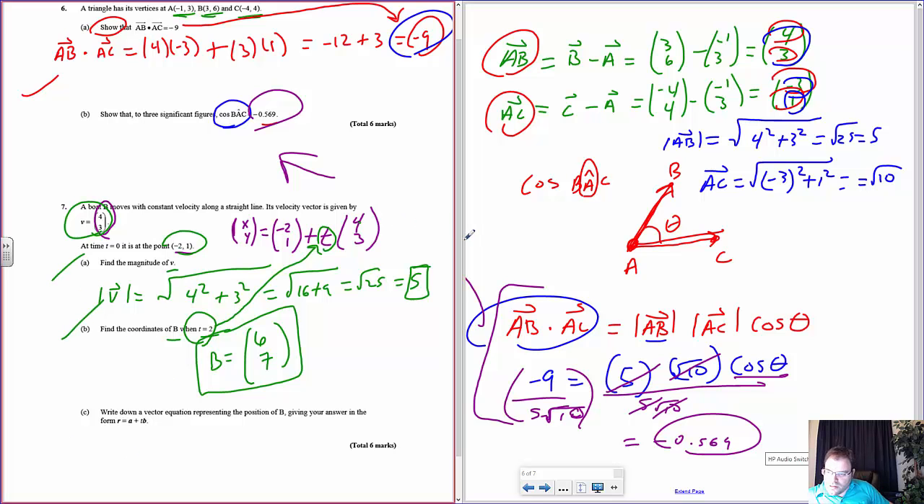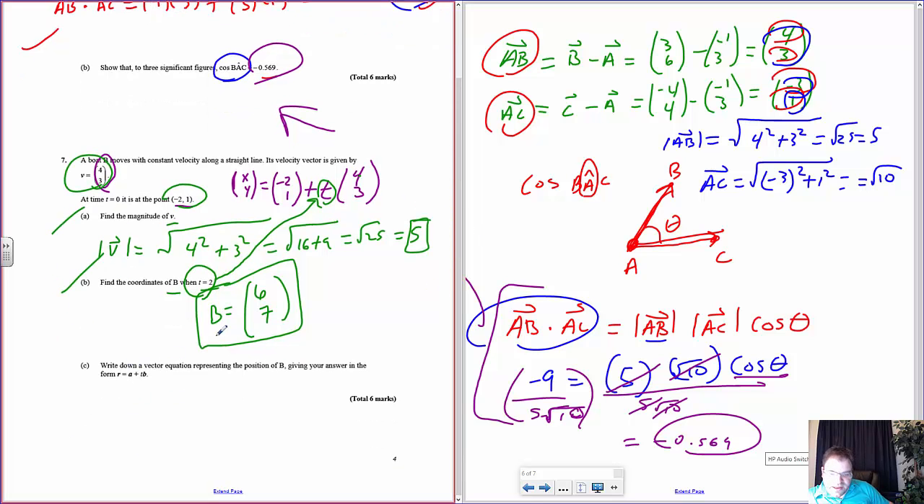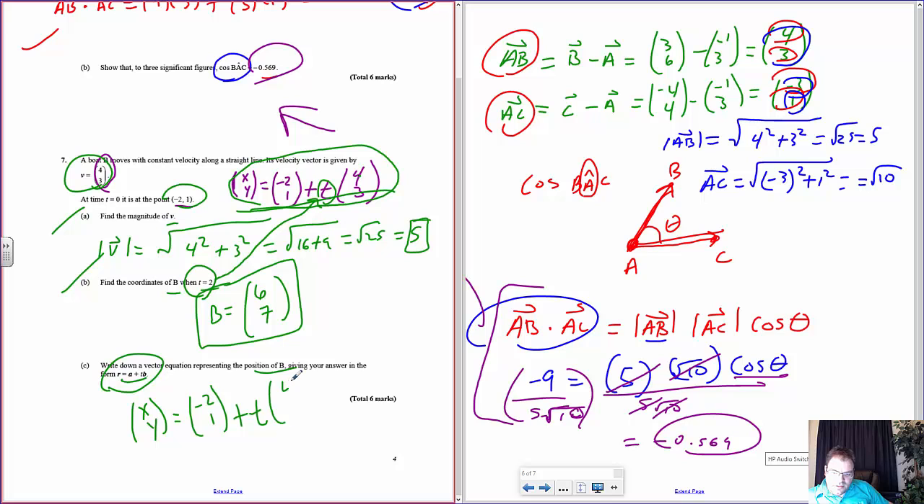Done. Last question. Write down a vector equation representing the position of B, giving your answer in the form of this. Okay, I think I've already done that, all right? This is what I've done right here. I've actually already answered this question inadvertently. I didn't do it on purpose, but I did it already. I'm just going to copy it because it wants a vector equation. This is the vector equation of the position B where the boat is. So I already have answered this. This is already actually done. So this is your answer for that one.